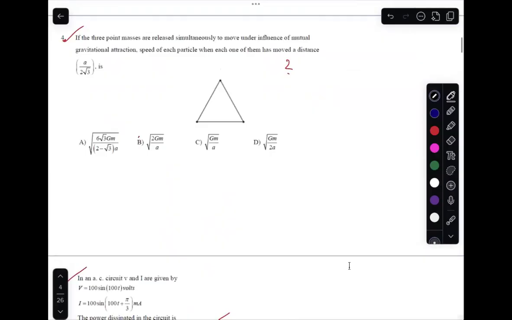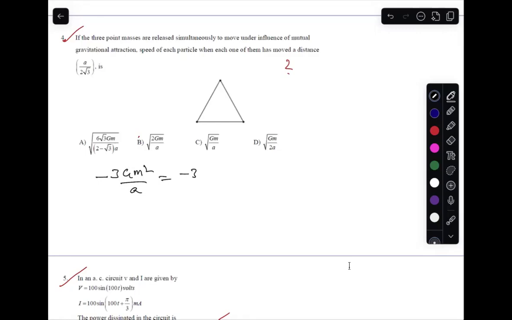And the fourth question, as per my knowledge, some data is missing. The initial distance of separation is missing. Suppose initially they are all separated by A, then I can write 3Gm square by A as the initial potential energy. And as per your data, A by 2 root 3 means the distance of separation becomes, initially A, finally A by 2.